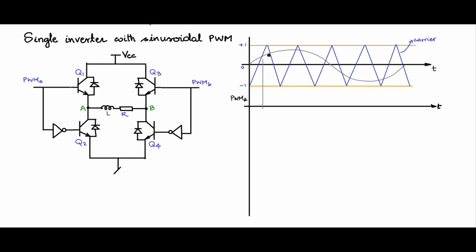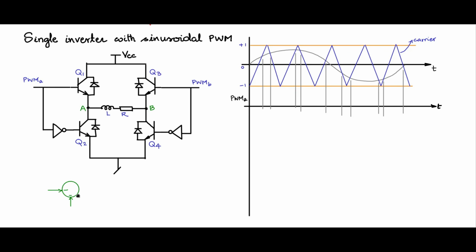So these are the intersection points, critical points, where the modulating signal is intersecting with the carrier signal. So let us mark those points and pull that down in this fashion. So the PWM A is generated in this fashion.